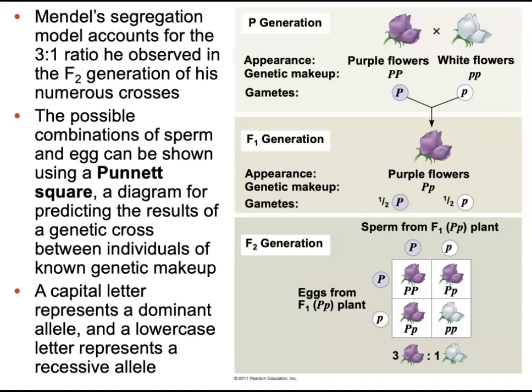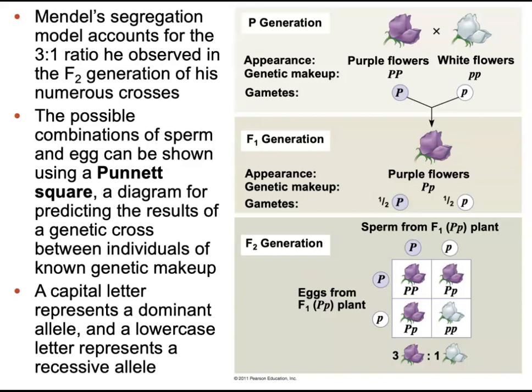On the left side, we see the egg alleles from the female plant, which have also been segregated. Again, we have one big P and one little p. Now we fill in the square. The top left box gets two big P's. The top right box gets one big P, one little p. The bottom left box gets one big P, one little p, and the bottom right box gets two little p's.